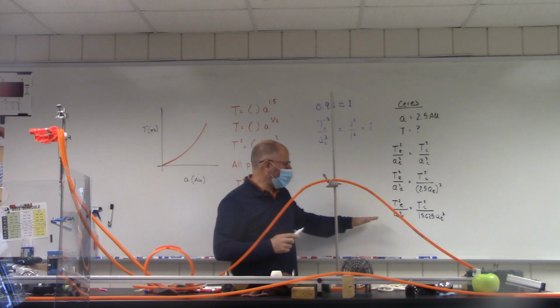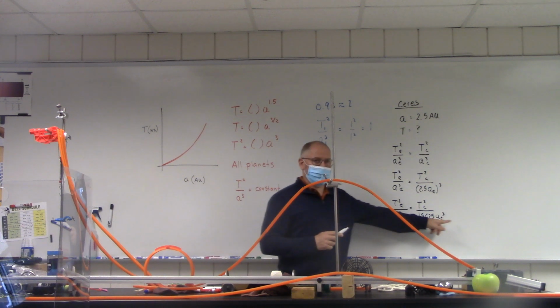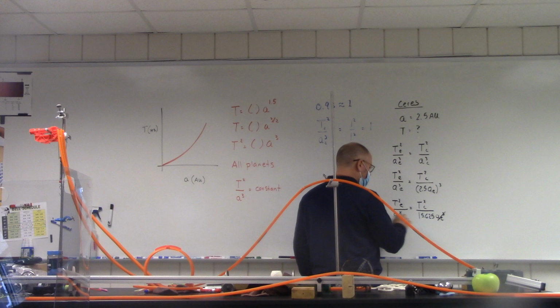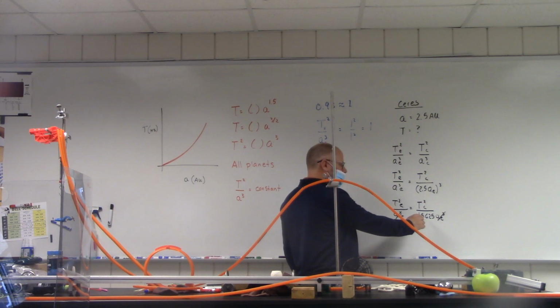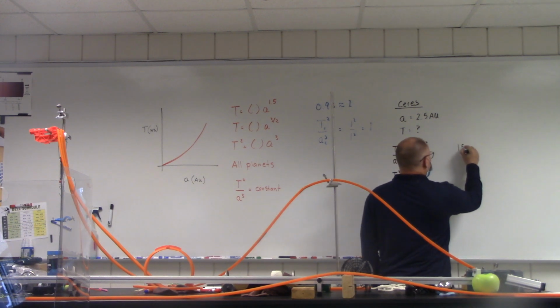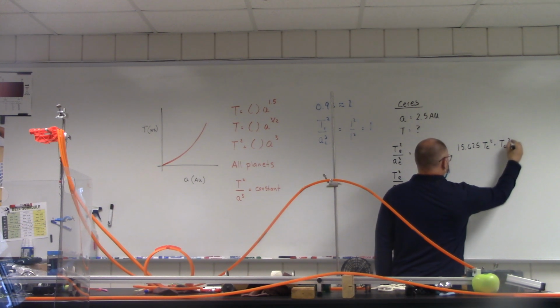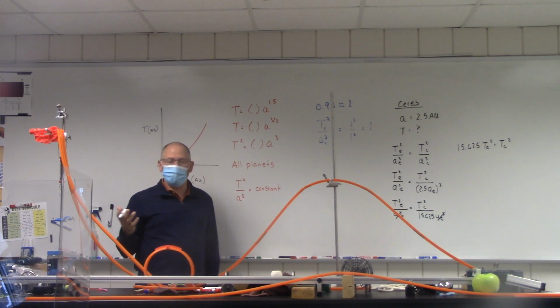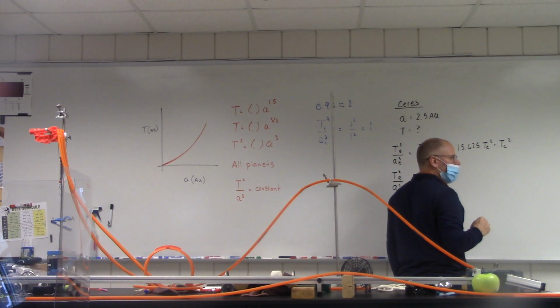And now what we're going to notice is I have a Earth cubed on this side and a Earth cubed on this side, so those can magically disappear, which I like. I'm going to multiply both sides by 15.625. And I'm trying to find the period for Ceres, right? So I'm going to square root both sides. What's the square root of 15.625? 3.9?